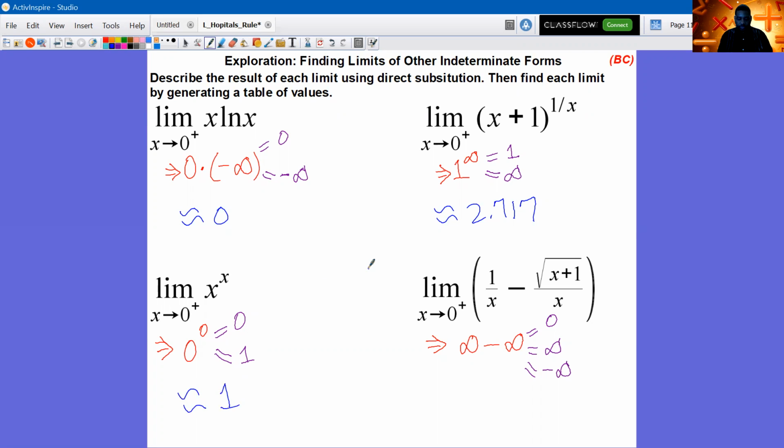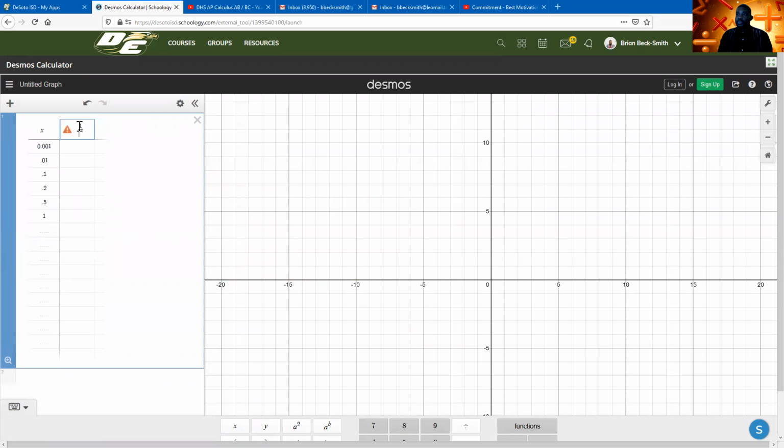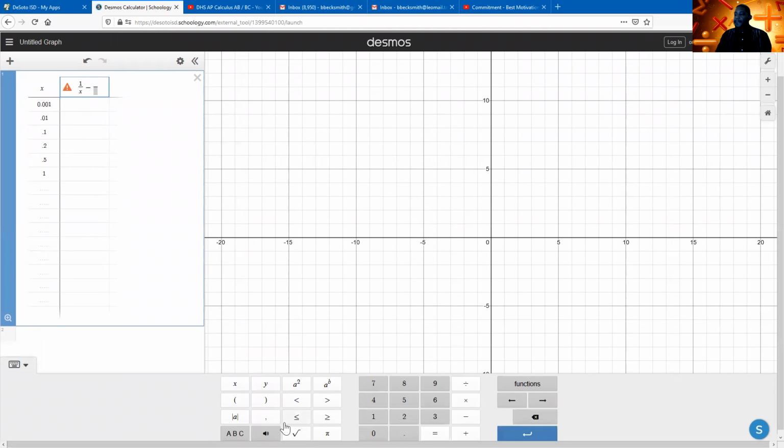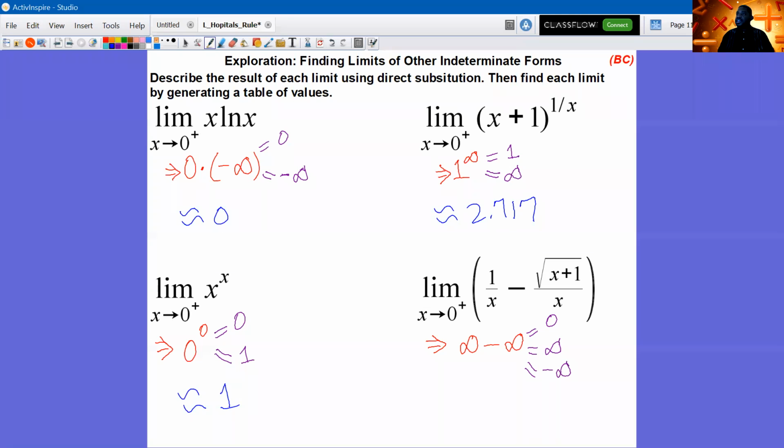And then finally, this last limit here, 1 over x minus square root of x plus 1 over x. I'm going to type that in here. So I'm going to scroll down. Okay, so as I get closer and closer to 0, it looks like my y values are getting closer and closer to negative 0.5. So I would guess that my limit is negative 0.5.